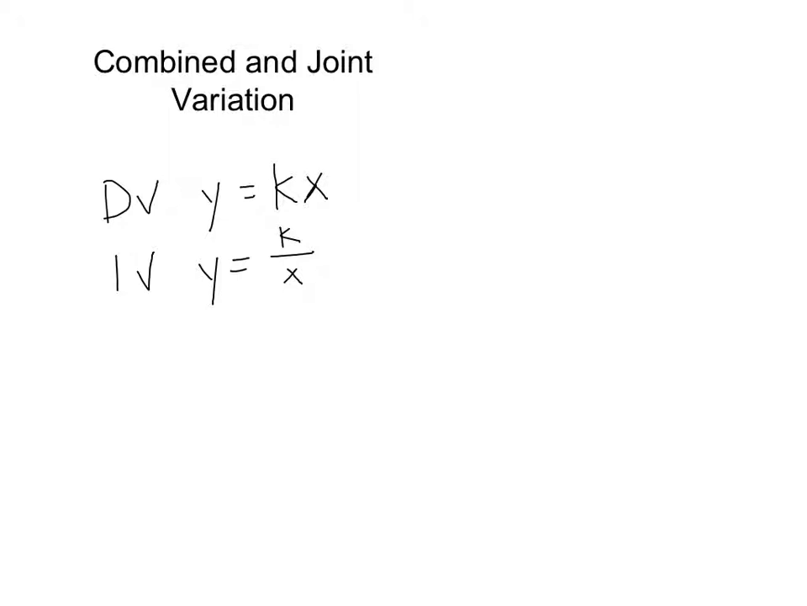So when we look at these other two types, we're just going to combine these two. Combined is literally when you have DV, direct variation, and IV, inverse variation, so we have them in the same problem. And joint happens when a variable varies directly with more than one thing. So an example might be y varies directly with x and z.